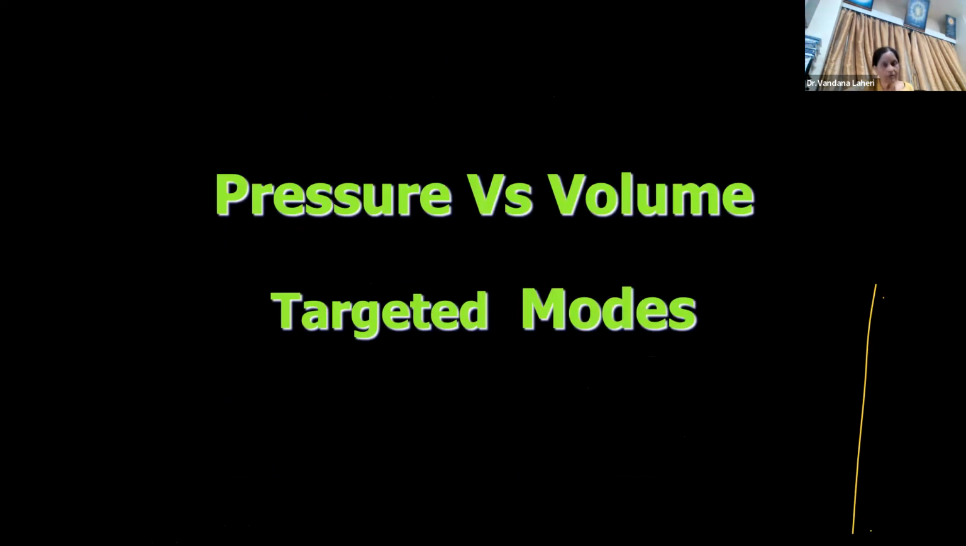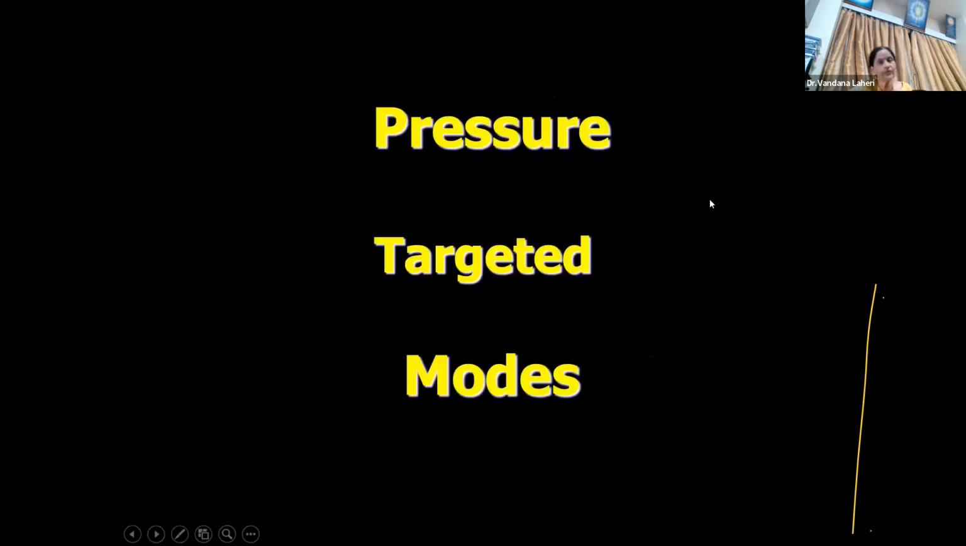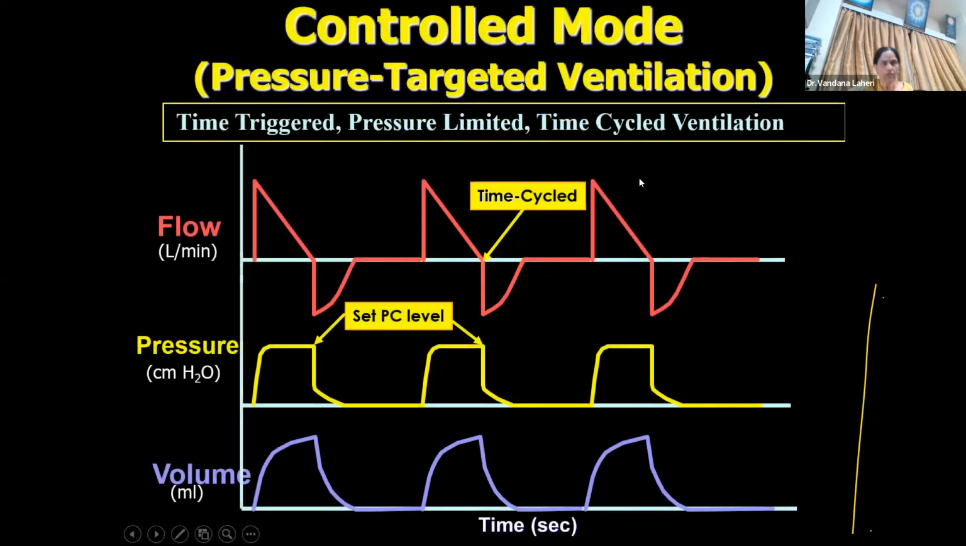Now, please note, so far I just told you simple methods to diagnose, but you must also know whether the patient is on a pressure targeted mode or a volume targeted mode, because the graphics will differ. So let us first see pressure targeted modes because we are using them very commonly nowadays. On a pressure targeted mode, flow, can you see? Flow is decelerating. Pressures are constant. And of course, here is the volume.